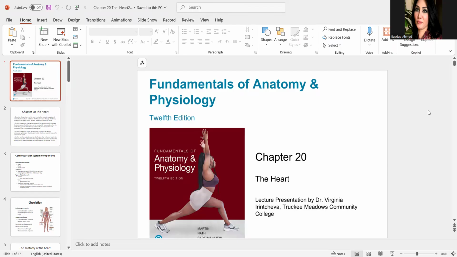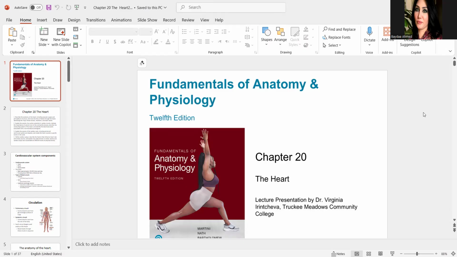Chapter 20, the heart. The heart, along with the blood and blood vessels, is a part of the cardiovascular system. This system functions to distribute oxygen and nutrients to the cells of the body and take away carbon dioxide and other wastes. In this chapter, we consider the structure and function of the heart, a small organ about the size of a person's clenched fist.